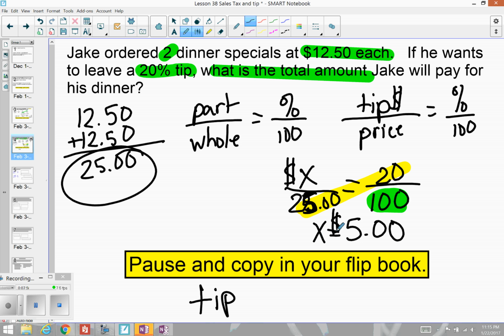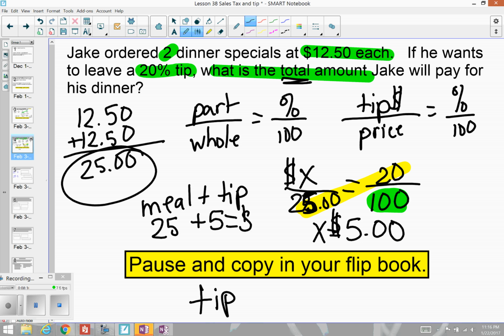Now, is that our final answer? Remember, it said what is the total amount. So the total amount would be our meal plus our tip, right? So our meal was $25 plus the tip is $5. So the total price is $30. Okay, so go ahead, pause the video and copy this under your example for your tip section in your flipbook.